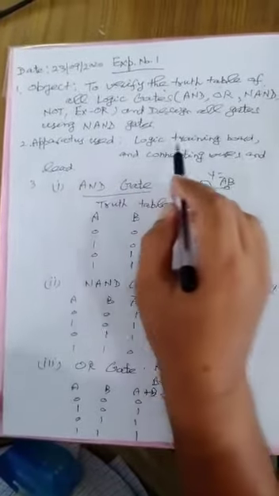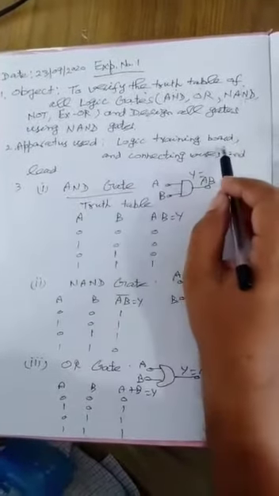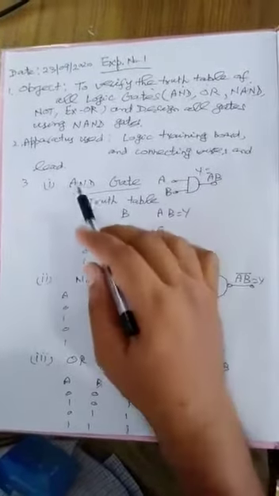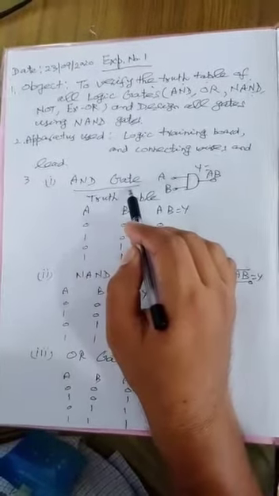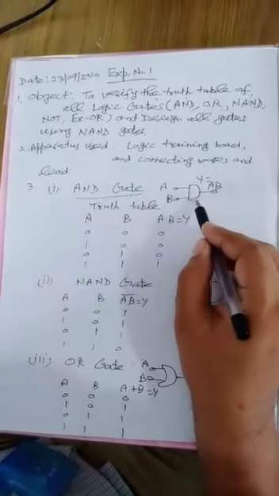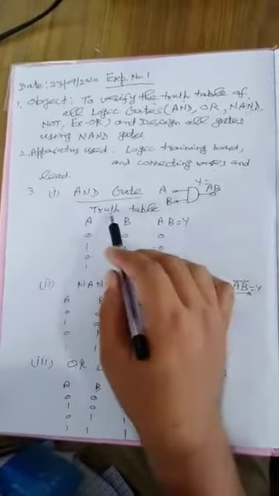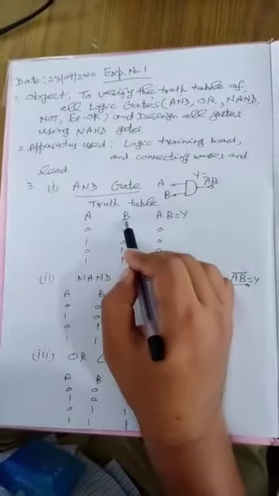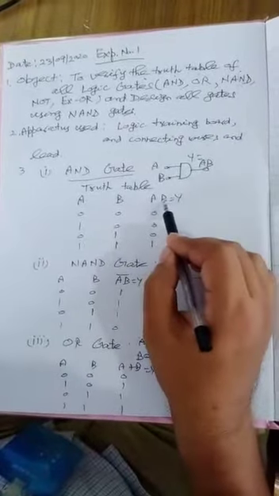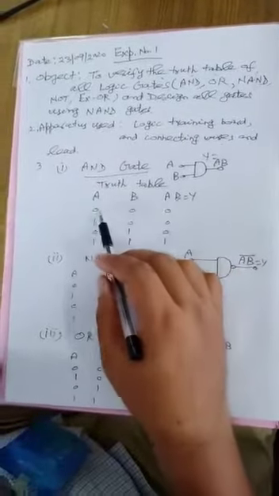Apparatus used in this experiment are logic training board and connecting wires and lead. Now verify the first logic gate, that is AND gate. This is the circuit symbol of the AND gate. Its truth table is A, B, there are two inputs, and Y, that is A and B, is its output.